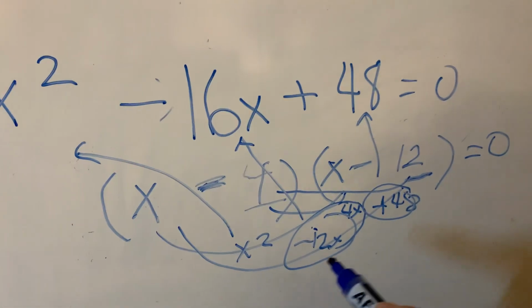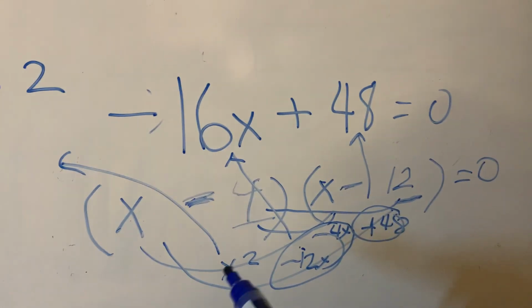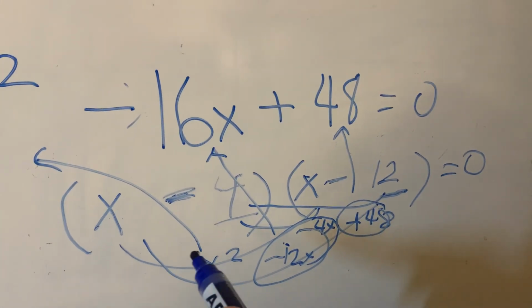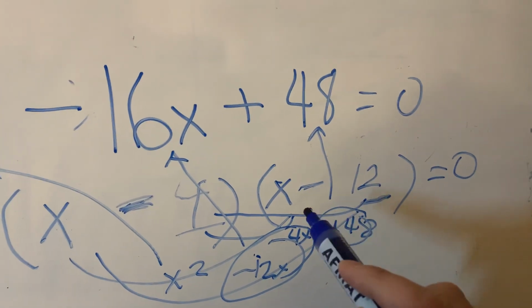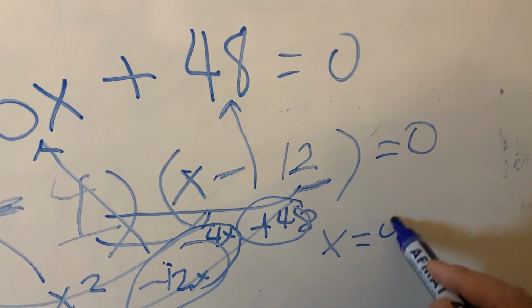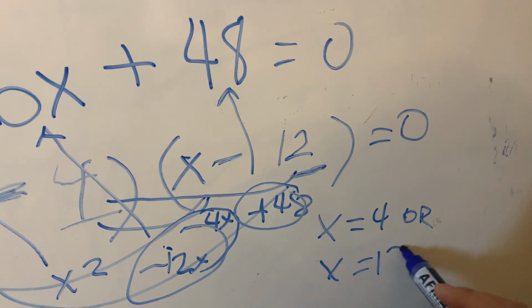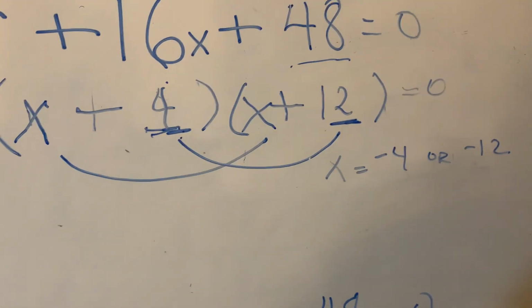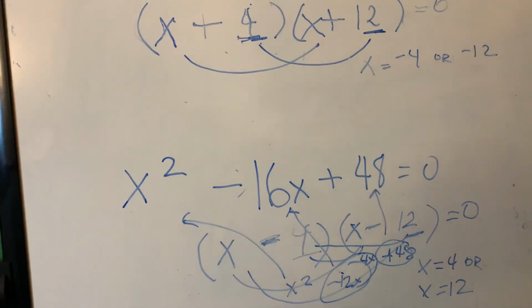So then when you solve for this, either one needs to be 0 to get 0, because anything times 0 is 0. So x minus 4, x could equal 4, or x could equal 12. Right? Whereas before, the answer was x equals minus 4 or minus 12. All right, so there you go.